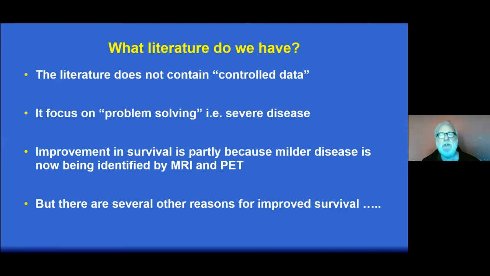We don't have placebo versus treatment. Our therapies focus on severe disease because before advanced imaging, that is what was treated. And one of the reasons that survival has improved radically in cardiac sarcoidosis is because we now detect milder disease and treat it earlier. But there are other reasons for that, and what Rakesh will cover, support of the heart, devices, as well as treatment, they all combine to improve the outcomes radically.